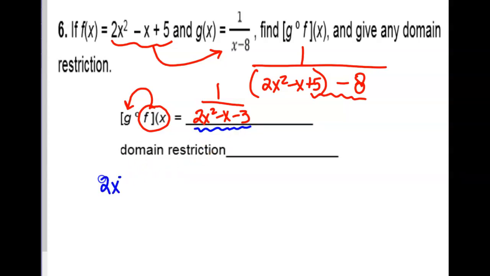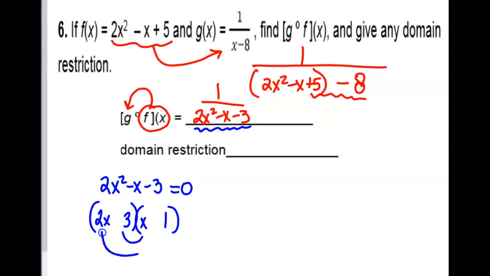So this cannot equal 0. We have to figure out what would make it 0. Can you factor that? Let's see, we'd have to have a 2x and a 1x, and the only factors of 3 are 3 and 1. Where do you want to put the 3? Okay, so then I'd have a 3x and a 2x. I'm trying to get a negative 1, so if I had a negative 3 plus 2, I'd get a negative 1. Is that working? Okay, now what?